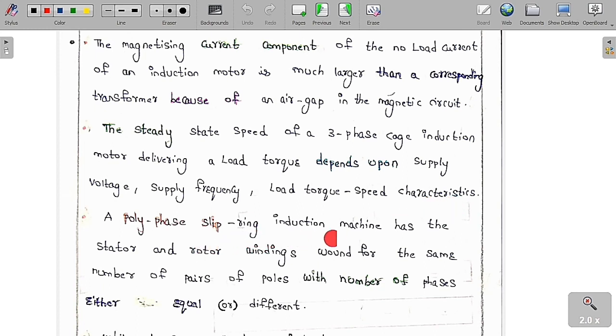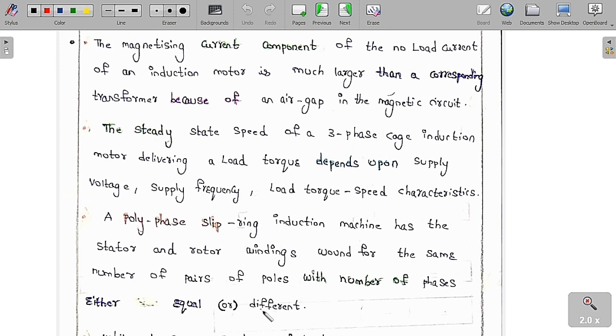A polyphase slip ring induction machine has the stator and rotor windings wound for the same number of pairs of poles, with the number of phases either equal or different. This is a very important point that you always have to understand. I have already told you one important condition that you always need to remember: the number of poles on the stator and the number of poles in the rotor should always be the same. Then only the torque is going to get produced.